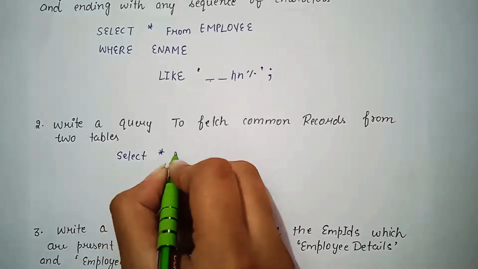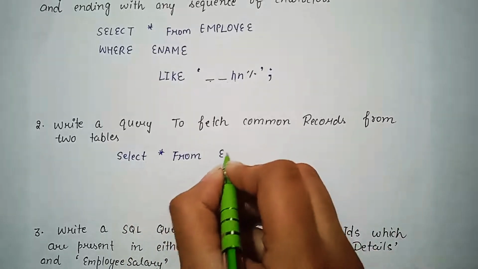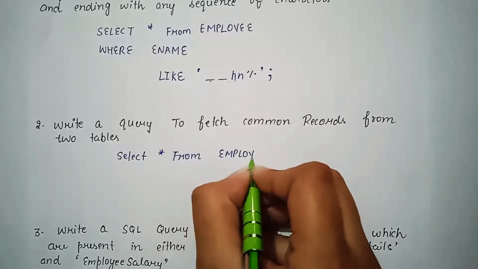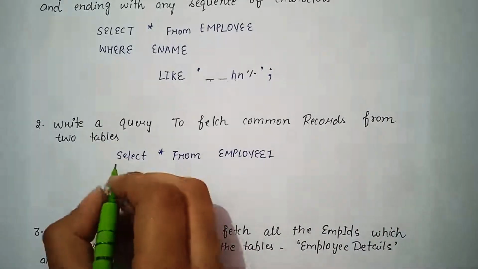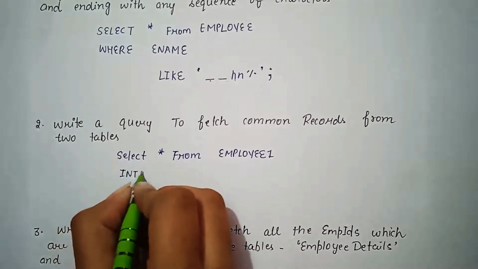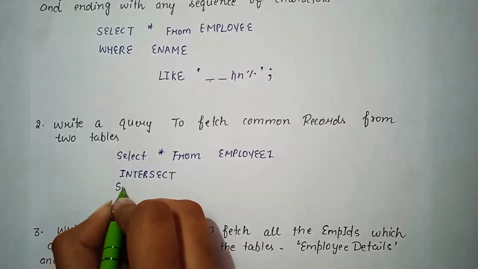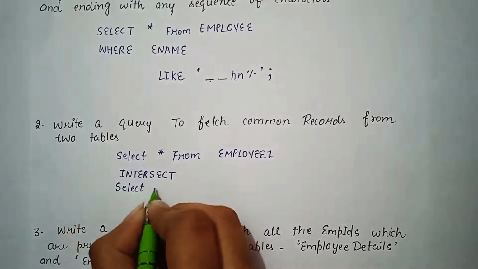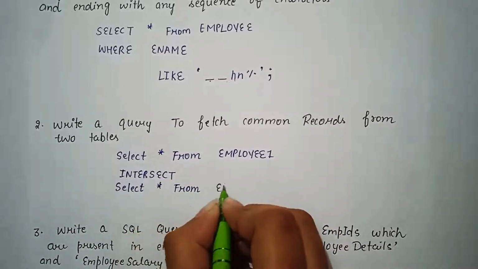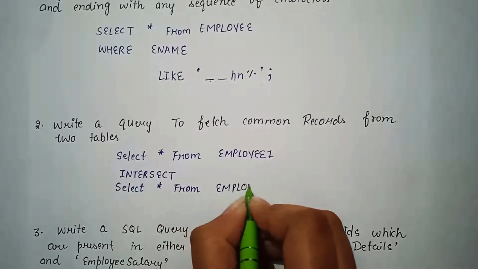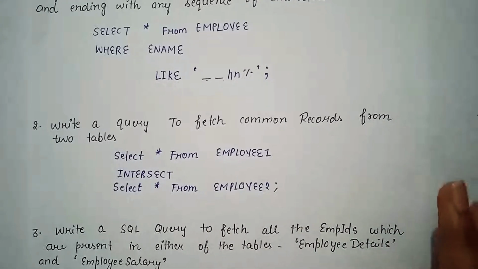select star from, let's say the name of the first table is employee 1. Okay, here we are going to make use of the intersect operator, and now we will specify over here the second table, select star from employee 2. Okay, so this is a simple query that will fetch out the common records from two tables.